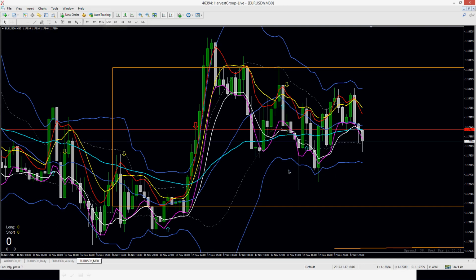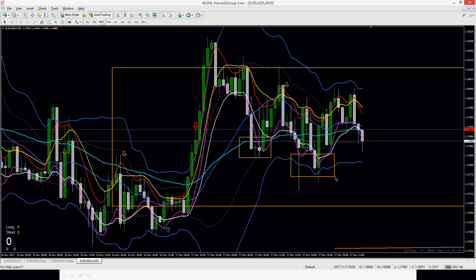The price couldn't break the low BB, and MA50 is below mid BB. So there's a huge indication of a buy setup over here.